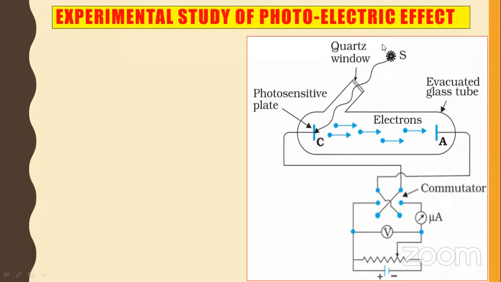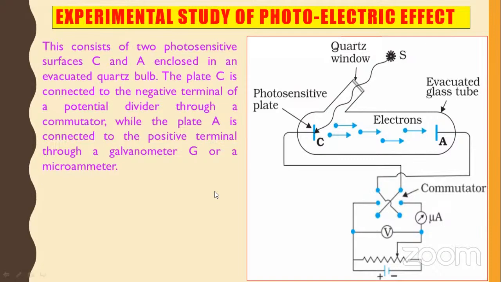Is it clear? So like that, we need to do the practice. In practical also there is an experiment, photoelectric effect. Okay, you will understand if you see. So whatever I said here, see here, this consists of two photosensitive surfaces, C and A.